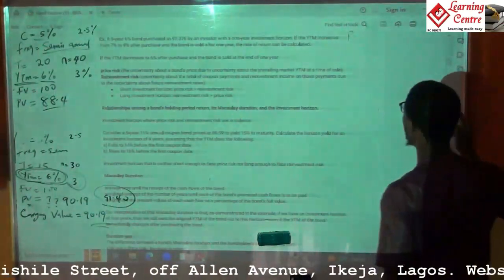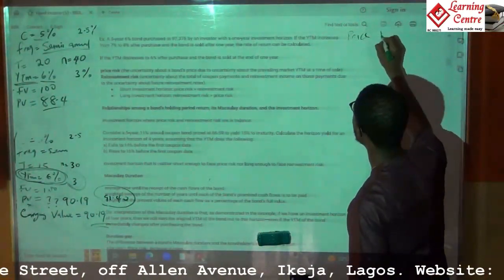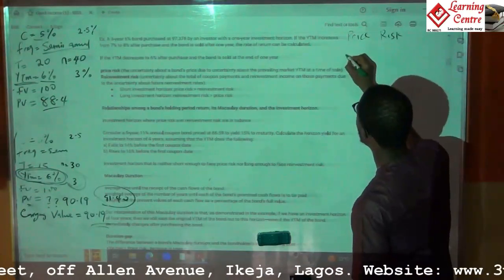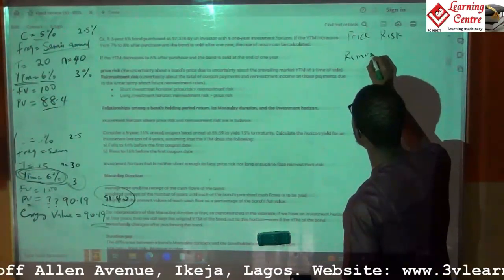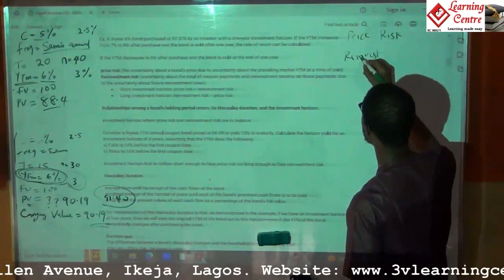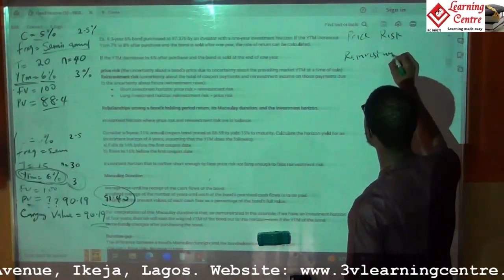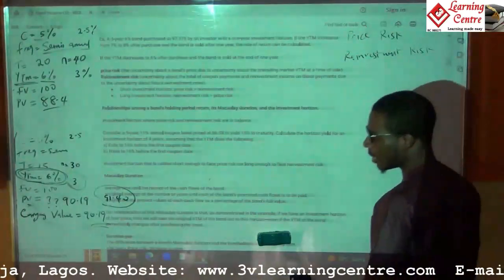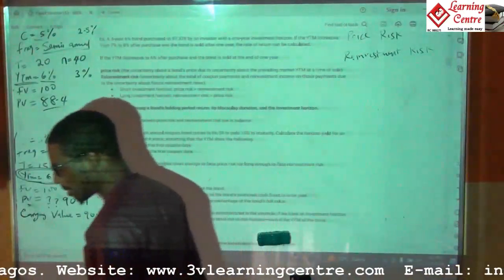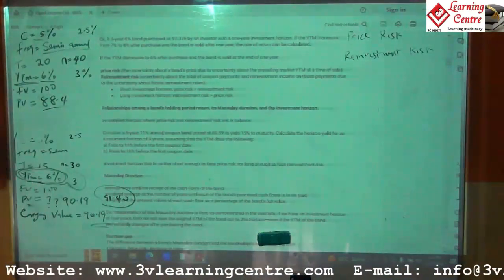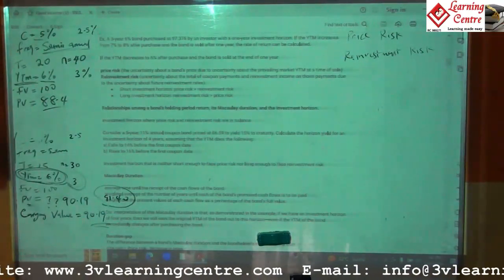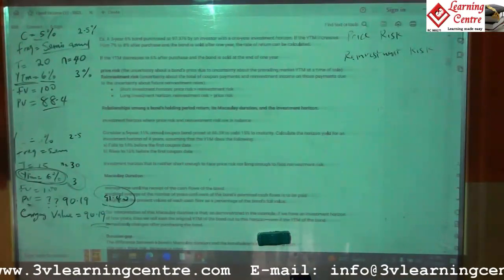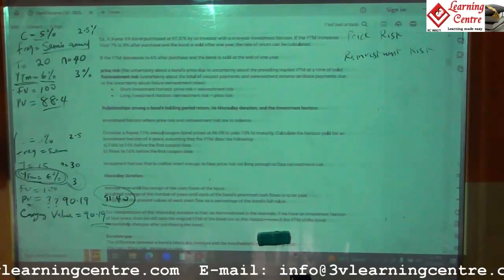Let's talk about the concept of price risk versus the investment risk. 2.98, yes, that's correct. But remember, annualize it. That's it, annualize the yield. Annualize by 192.